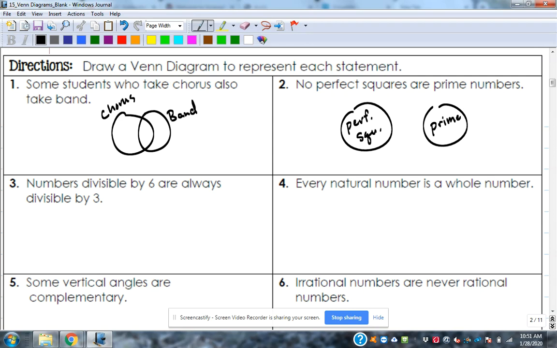Number 3 says numbers divisible by 6 are also divisible by 3. That's the always. So that's the circle inside the circle. Which one's the big circle and which one's the little circle? Say it again. There are more numbers that are divisible by 6 than divisible by 3. No, there are more numbers divisible by 3 than by 6. Right. So 3 is the big one. So the big circle is divisible by 3.